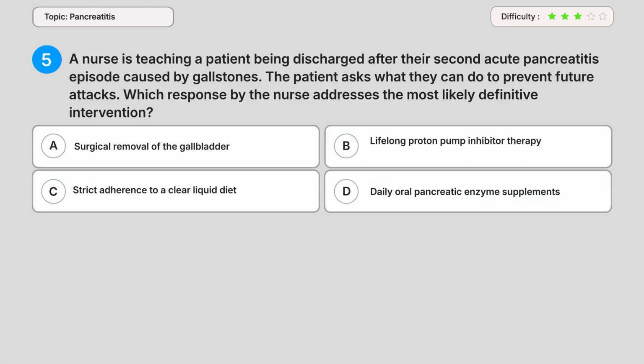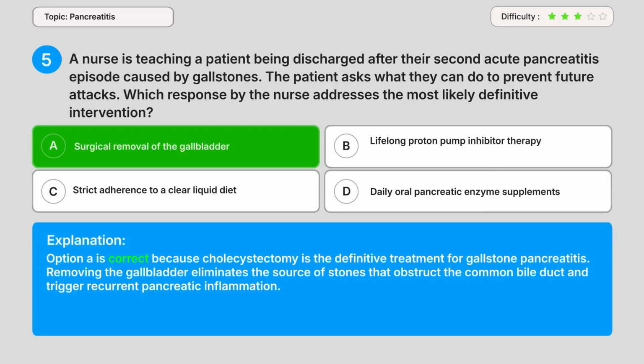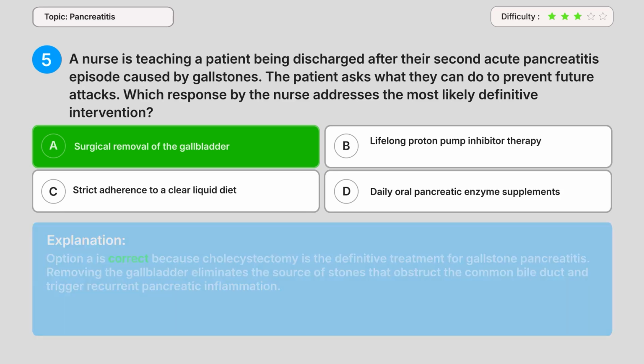Correct answer, A. Surgical removal of the gallbladder. Explanation? Option A is correct because cholecystectomy is the definitive treatment for gallstone pancreatitis. Removing the gallbladder eliminates the source of stones that obstruct the common bile duct and trigger recurrent pancreatic inflammation.